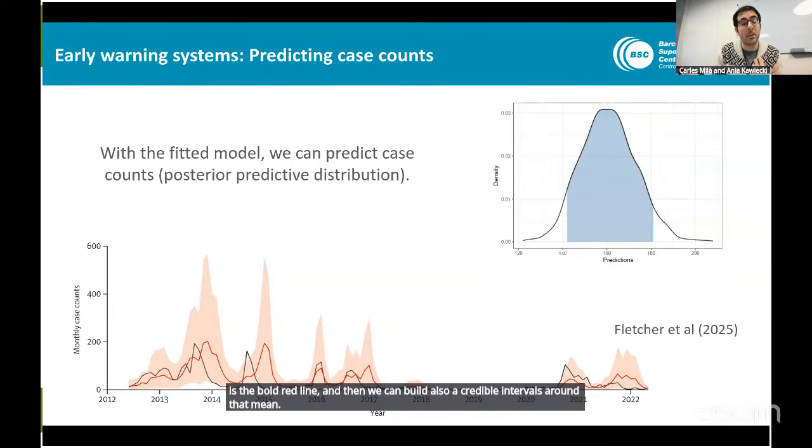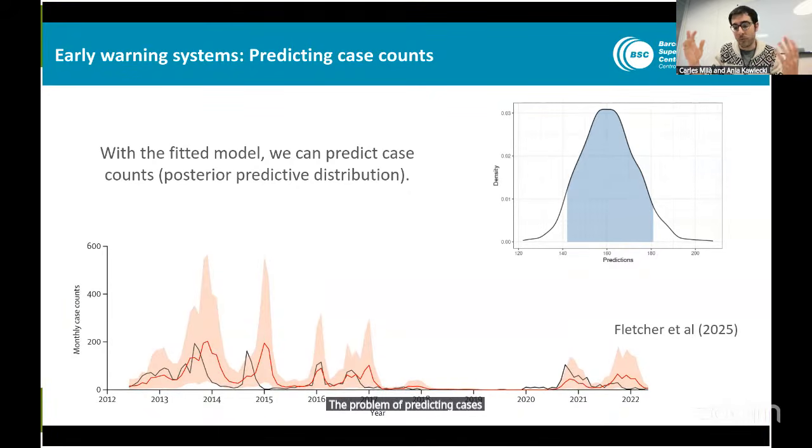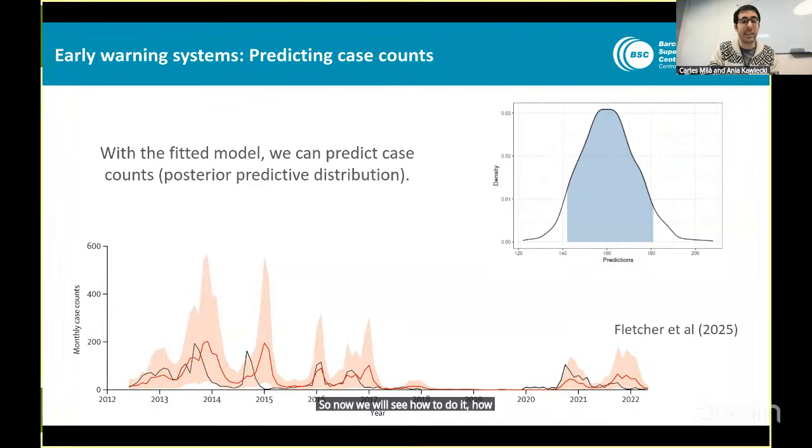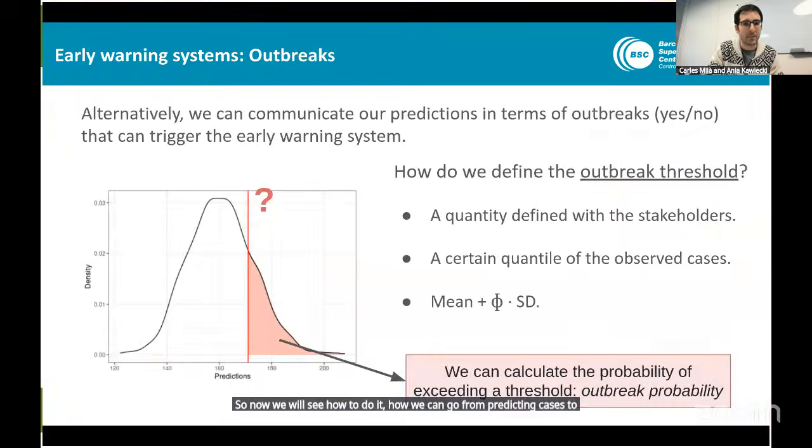The problem of predicting cases is that we need to go from predicting cases, which is a numerical variable defined in the integers, to predicting an outbreak. An outbreak is basically binary, a yes or no. So now we will see how we can go from predicting cases to predicting outbreaks.